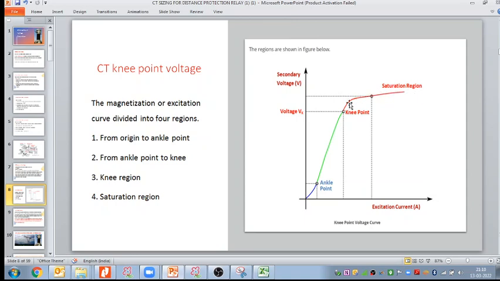And this curve overall has four regions, from origin to the ankle point. This is the ankle point here. Then from ankle point to knee point, then this is my knee region. This one we call the knee region, and then it comes to the saturation region. Saturation region means if you increase the current, then the voltage at the secondary side will not increase. That we can say is the saturation region.